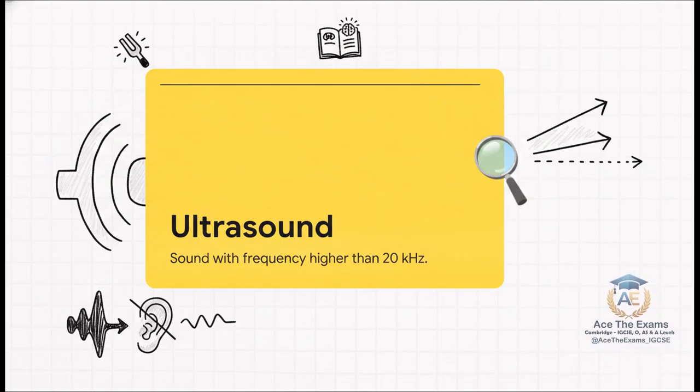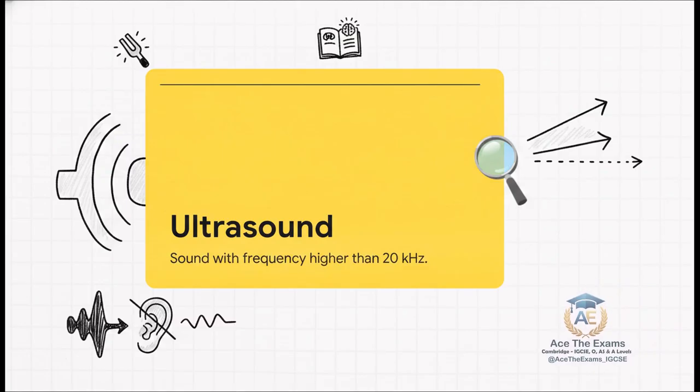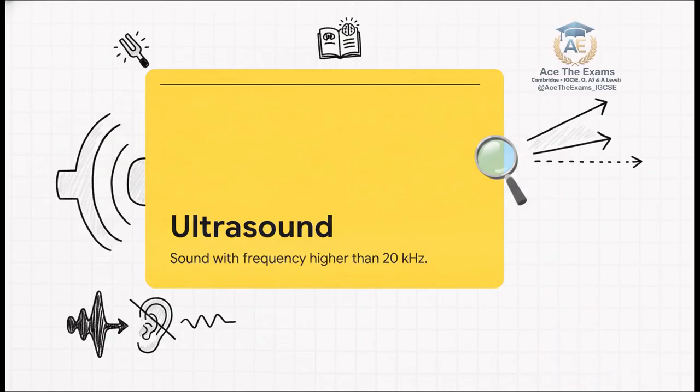Whether you're taking the 0625 exam or related syllabus codes like 0651, 0652, 5054, or even 9702, you have to know this cold. Ultrasound is fundamentally defined as sound with a frequency higher than 20 kilohertz. That's 20,000 hertz. This represents the upper limit of the human hearing threshold.